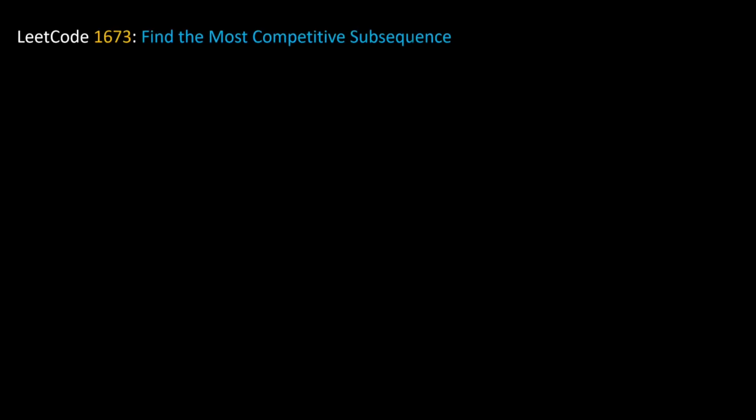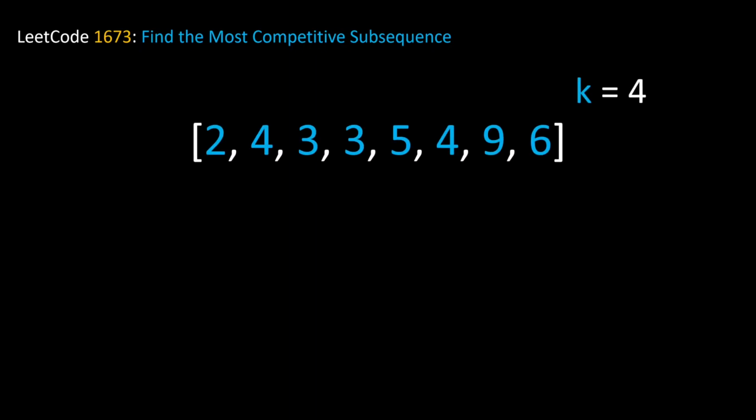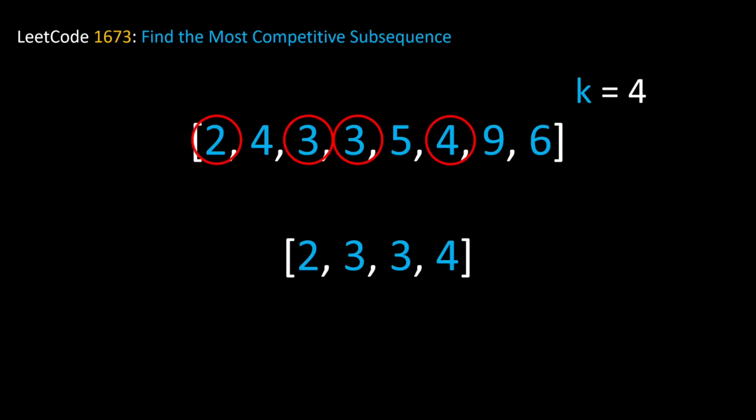Hey guys, today we have LeetCode 1673, find the most competitive subsequence. We'll be given an array of integers nums and an integer k, and we have to return the most competitive subsequence of size exactly k. Most competitive subsequence is just a fancy way of saying the lexicographically smallest subsequence or the lexicographically first subsequence. For this array and k equal to 4, the answer is the subsequence 2, 3, 3 and 4.